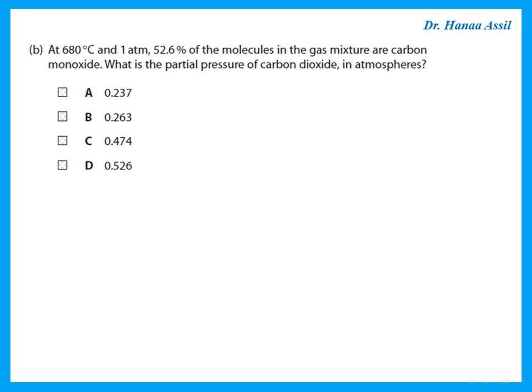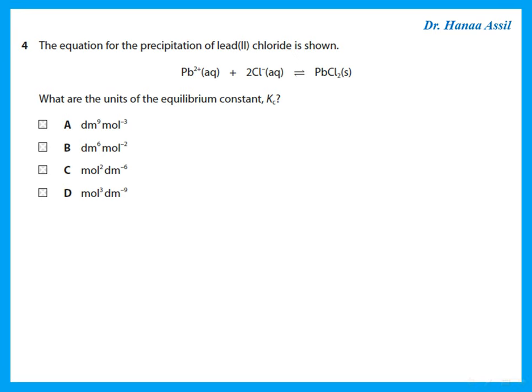Okay, at 680 degrees Celsius and 180 M, 52.6% of the molecules are carbon monoxide. What is the partial pressure? Now remember, if we have 52.6% of the molecules, then we can say that the partial pressure of the carbon monoxide is 0.526, and that means the partial pressure of the carbon dioxide is the rest of 1. So it's 1 minus 0.526, so that is 0.474.